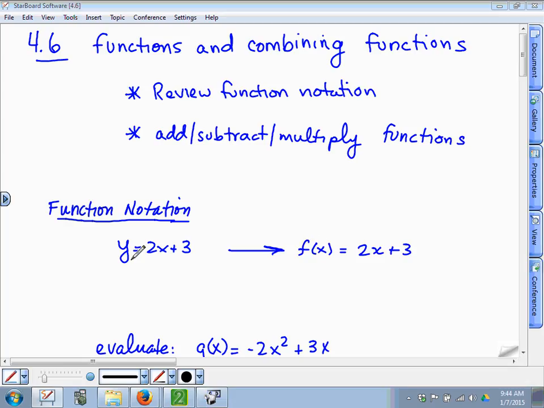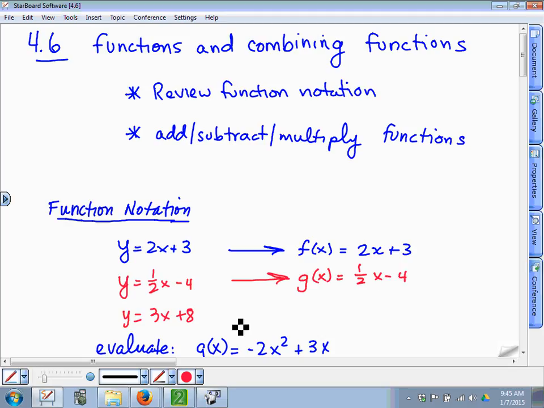But one of the nice things about function notation is if you're dealing with a lot of functions. Let me write a few more. Write these down. So we have y equals 2x plus 3, y equals 1/2 x minus 4, and y equals 3x plus 8. If you have a lot of functions in the same problem, and they're all y equals, it's kind of hard to distinguish between them. But with function notation, you can choose a different letter for each function. So the top one could be f of x, the middle one could be g of x, and the bottom one could be anything, h of x. In that regard, function notation makes it easier to keep track of different functions because you can name each function with a different letter.